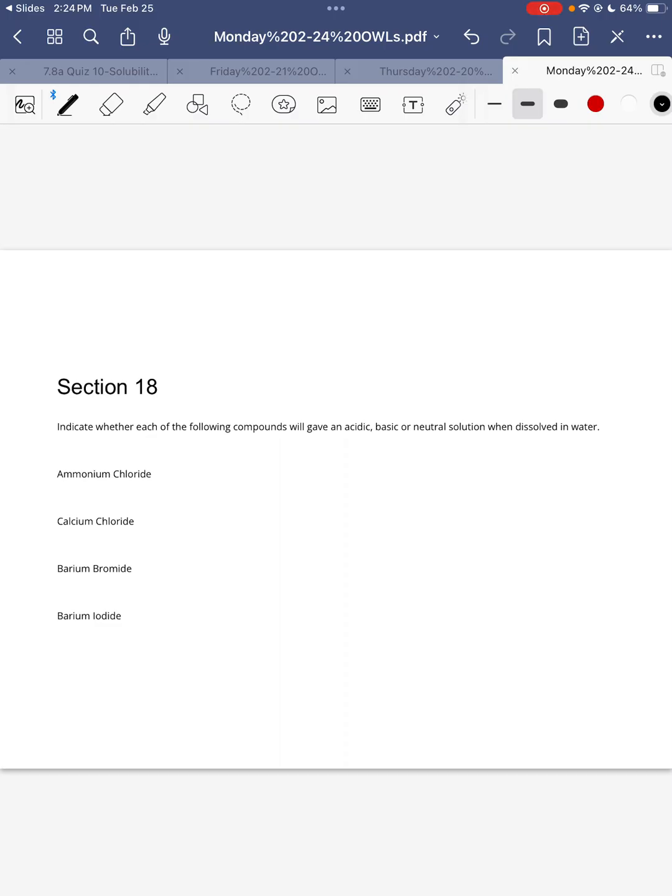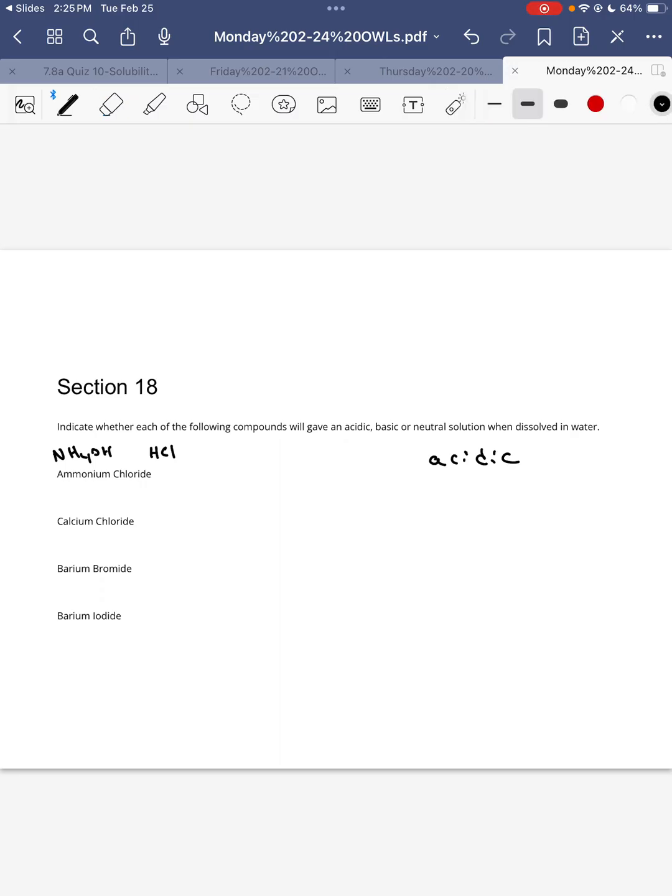We're going to indicate whether each of the following compounds will give an acidic, basic, or neutral solution when dissolved in water. So ammonium chloride will dissolve into ammonium and chloride. Let's say that ammonium formed NH4OH and the chloride formed HCl, because that's what their charges tell us they're likely to do. NH4OH is a weak base. HCl is a strong acid, so that means this solution will be acidic. Strong acid outweighs the weak base.